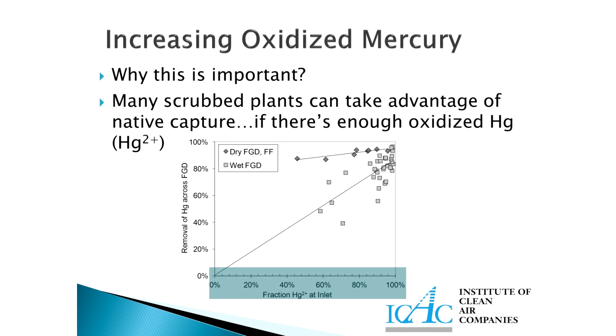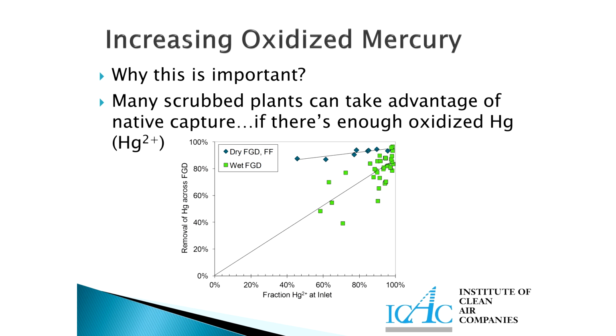And this is an example of some data from full-scale coal-fired power plants showing on the x-axis the fraction of oxidized mercury at the inlet to the scrubber and the removal of total mercury across the scrubber for wet desulfurization systems and dry desulfurization systems, followed by fabric filters. So you can see that there's generally a good correlation between how much oxidized mercury you have in the flue gas coming into the scrubber and how much mercury is removed across the scrubber. And there's some reasons for the differences between wet and dry systems that I won't go into here.